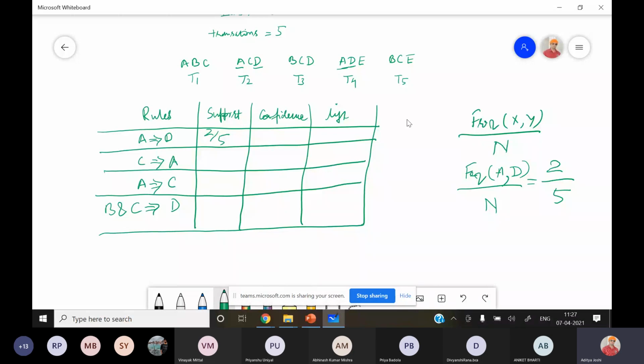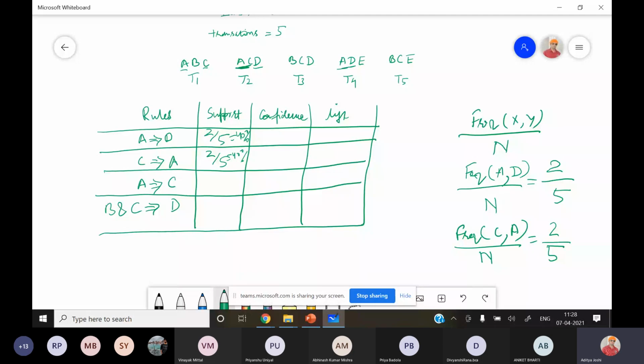Understand? Yes, sir. Okay. Now calculate the support for C implies A. Frequency of C, A divided by total number of transactions. What is the frequency of C and A in combination? C and A exist in the first transaction and in the second transaction also. They exist in only 2, T1 and T2. So 2 by total number of transactions, that is 5. So the support of C implies A is 2 by 5. In percentage, what is the value? 40%. So support is 40%.